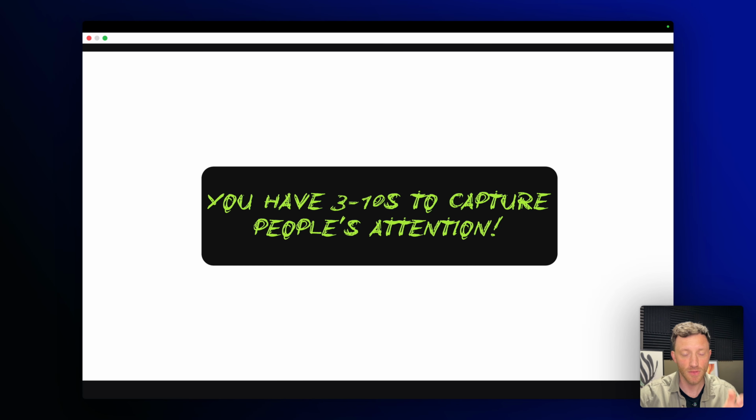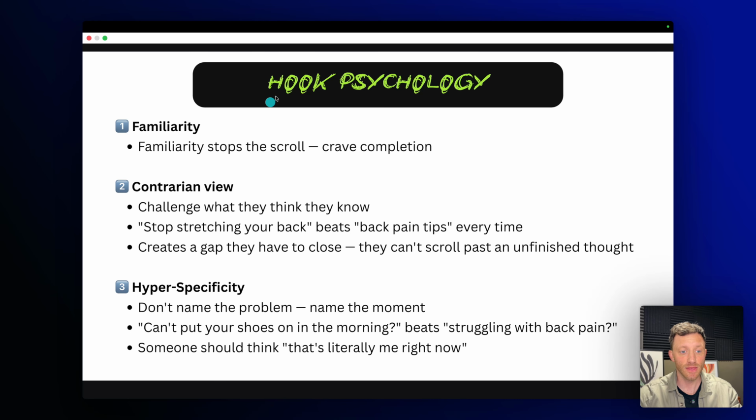And we're going to use that. The way in which we use that is through this hook psychology again. And the reason why I need you to understand this is so then we can make better ads more often. The way in which we do this, so 3 parts. Familiarity. Familiarity stops the scroll. When someone recognizes something familiar, it stops them in their tracks, and they want to know what is going on, because our brains crave completion.